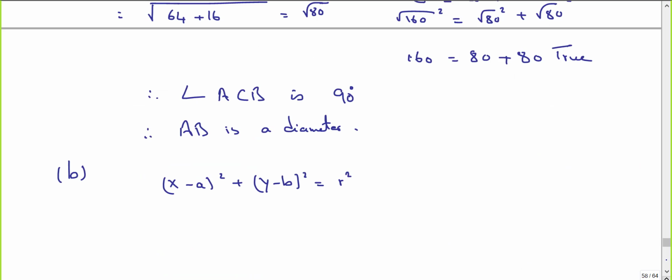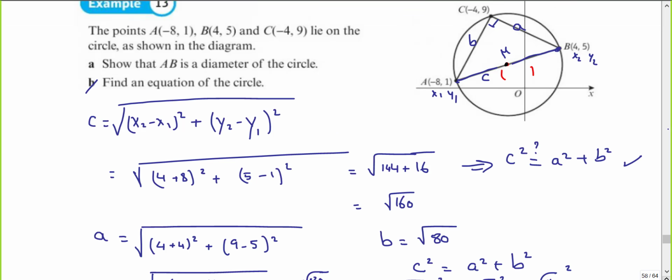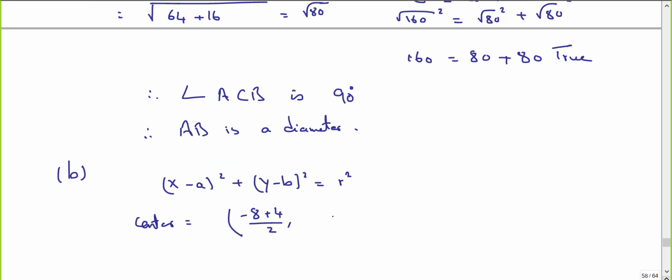That's negative 2. The center will be negative 8 plus 4 over 2. And the other coordinate would be 1 plus 5 over 2. So this is negative 2 and 3. This is the center. How about the radius? How would you get the radius?